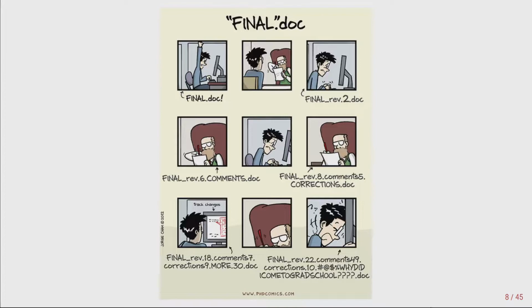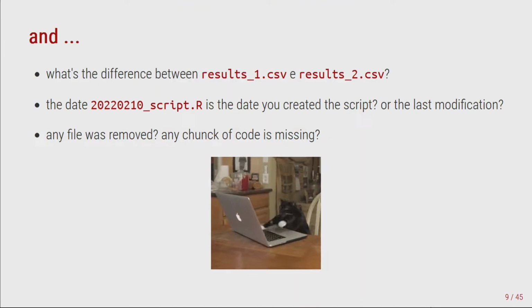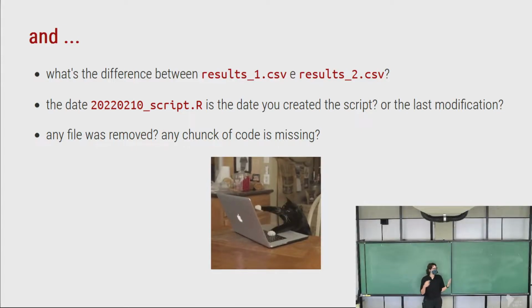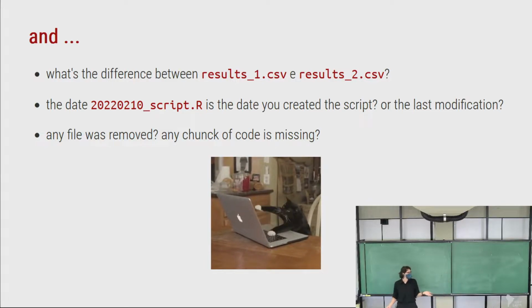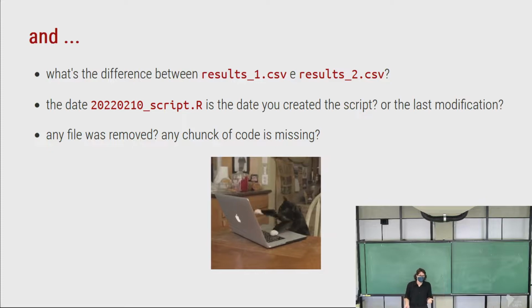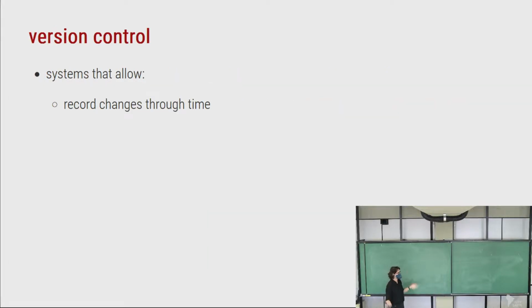This easily escalates to something that we do not have control over, because we do not know the difference between versions, like what is results 1 and what is results 2, and what is the difference between them. We dated the script, but what does that mean? Is it the day that we created the script, or the day that we last modified it? We don't know. We lost track if we removed any file in the middle, if any chunk of code is missing, or if we added something new.